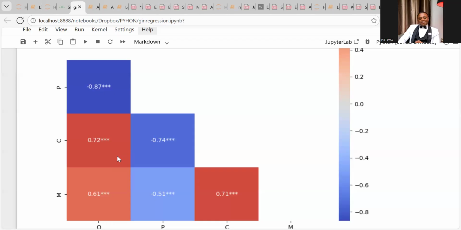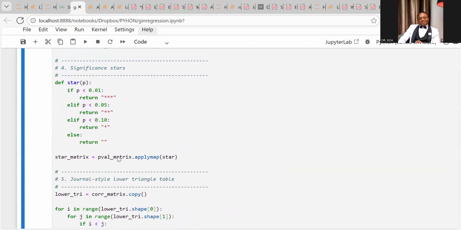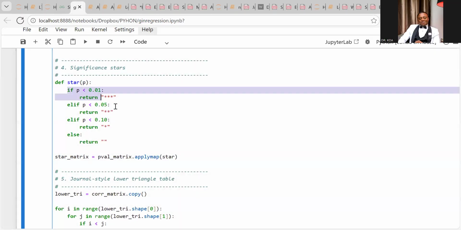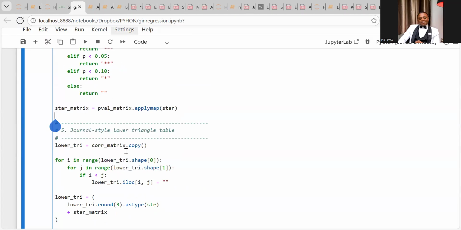What about 2 stars? Prof, 2 stars, 5%. And what about 1 star? 1 star, 10%. You see, you guys should know that you can also specify. So here I've specified that 1% is 3 star, 5% is 2, 10% is 1. Those are the errors you actually make in a risk.